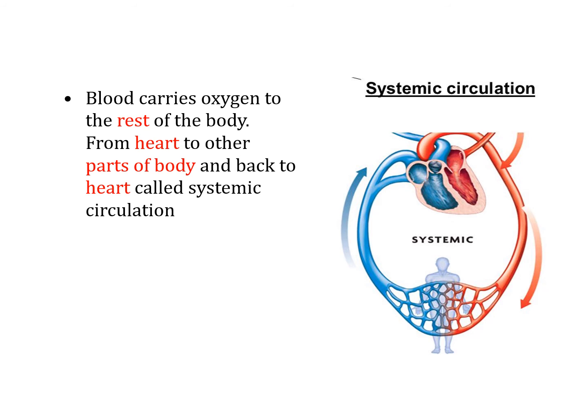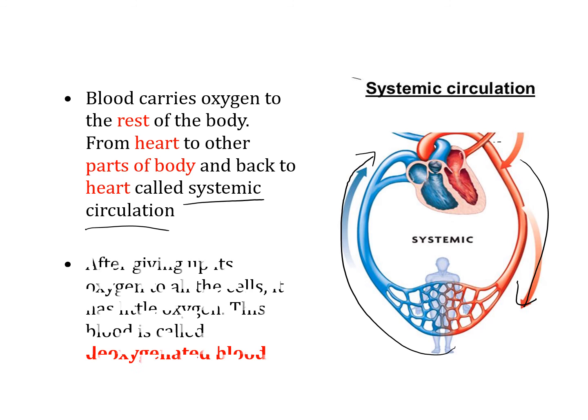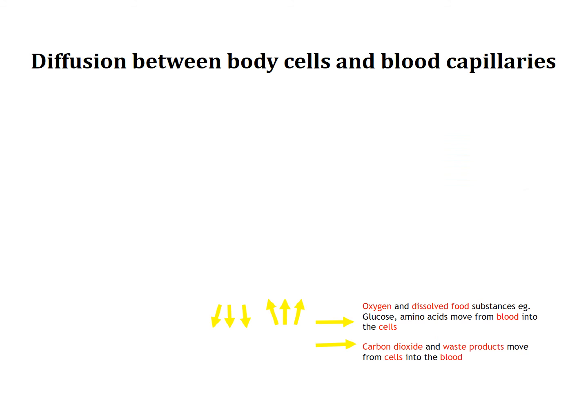Another kind of circulation is called the systemic circulation, where the blood, after going through the lungs and going back to the heart, will again go to other parts of the body, and from the other parts of the body go back to the heart. So this is called systemic circulation, and the idea is to transport the blood to all parts of the body, and the blood will also return back to the heart. And the blood that returns back to the heart is deoxygenated.